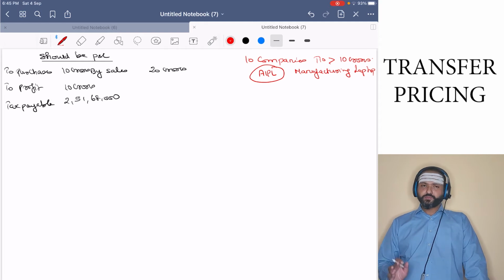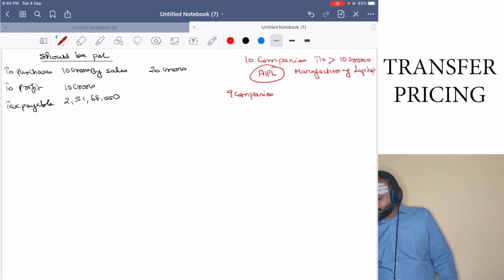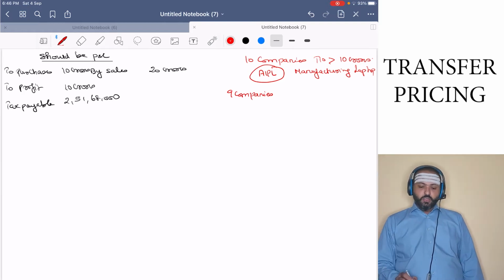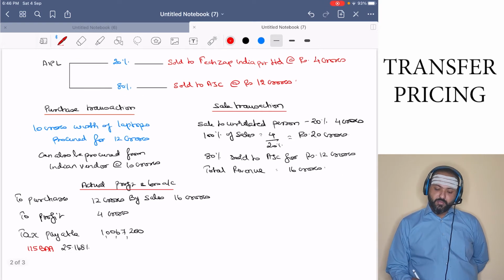Okay, so when they do the analysis, they find out the following: 9 companies. Before that, what is the profit percentage of this particular company? So profit percentage is 25%. Okay, so profit percentage is 25%, and here it is... okay. So 9 companies are showing a profit percentage of 50%. Okay, which is what we have here.